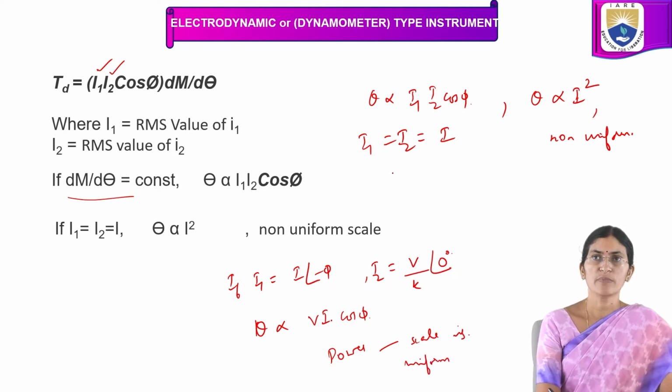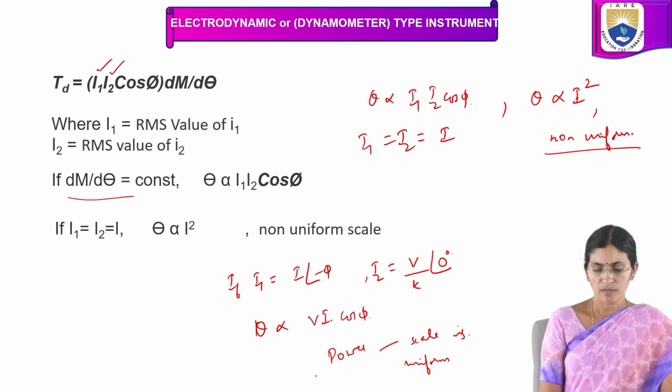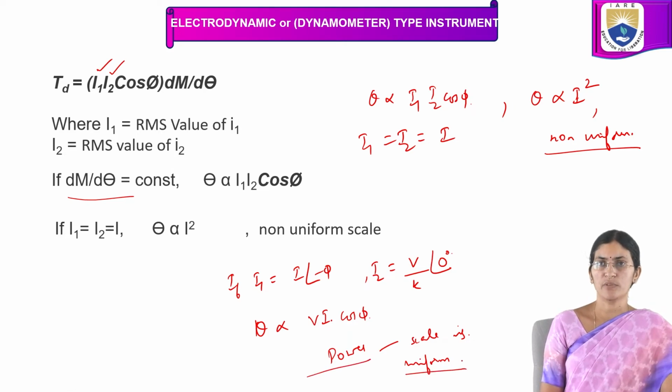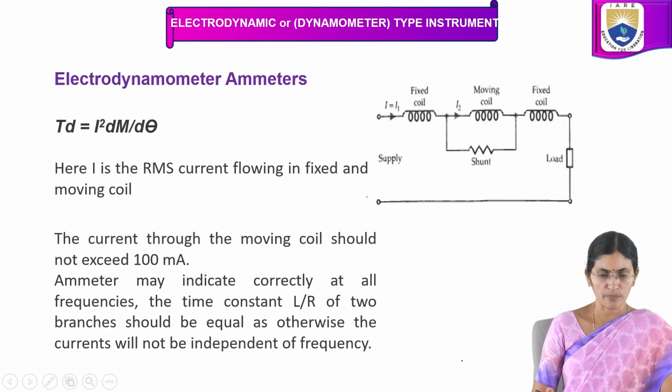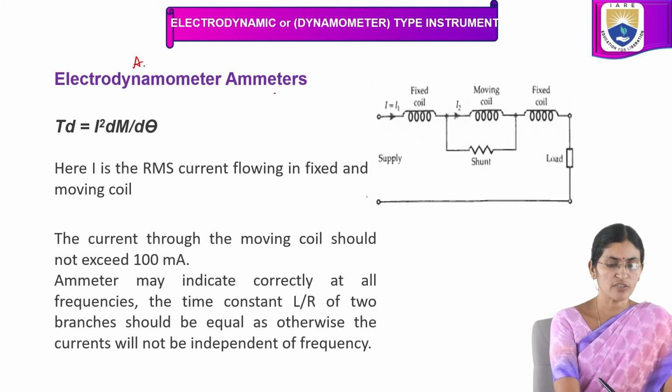So when the instrument is to be used as a voltmeter or ammeter, the scale is non-uniform, whereas when it is used as a wattmeter, the scale is uniform. To measure power, the scale is uniform. Electrodynamometer ammeter. So let us see the applications of these instruments.